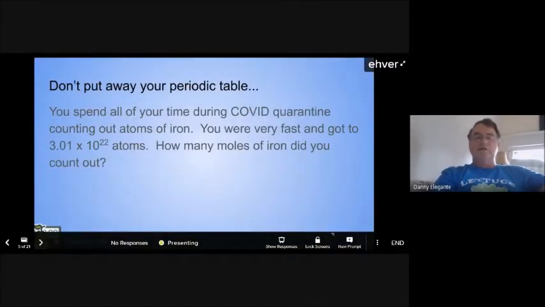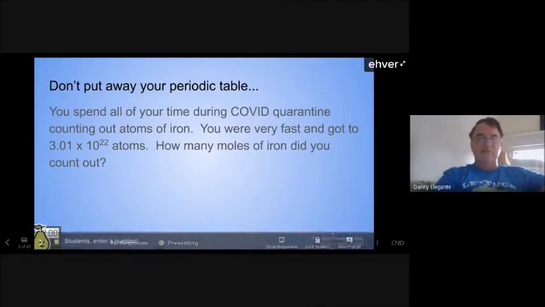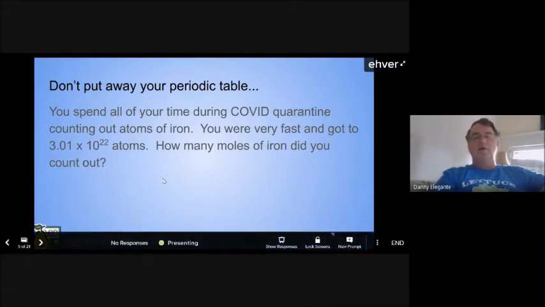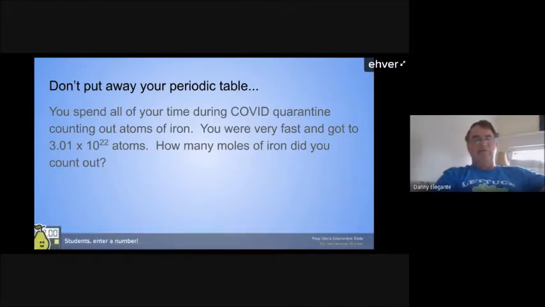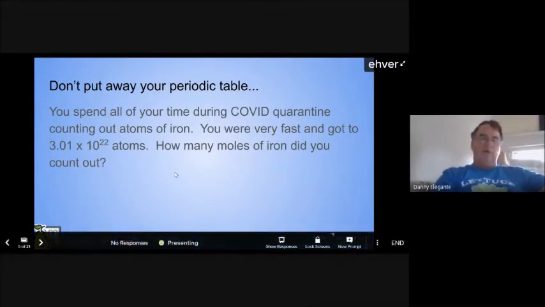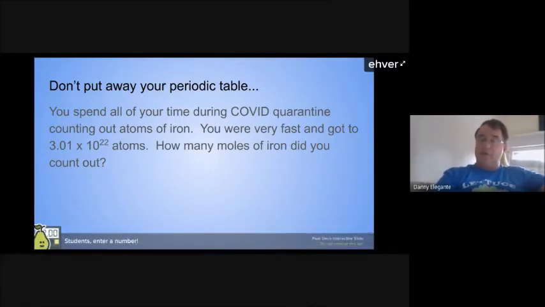All right. So let's try this one again. This gives you the chance to actually type in the answer, but you spent all your time counting out atoms. So how many moles of iron did you count out if you counted out 3.01 times 10 to the 22nd atoms? Now, look on your reference sheet if you need to. And if you don't have that handy, I'll just remind you that 1 mole is Avogadro's number, which is 6.02 times 10 to the 23rd. So if 1 mole is 6.02 times 10 to the 23rd, how many moles of iron did you count out?